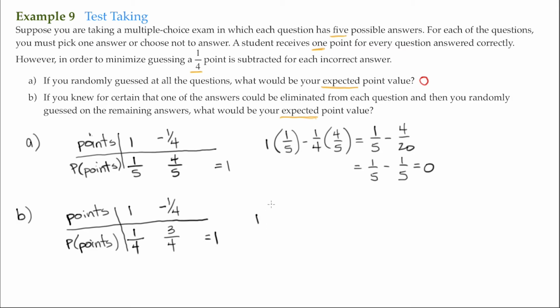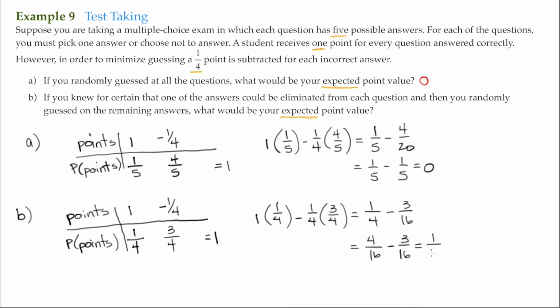So now that's going to be 1 times 1/4 minus 1/4 times 3/4. That's going to be 1/4 minus 3/16. So this is 4/16 minus 3/16, and of course, that's 1/16.